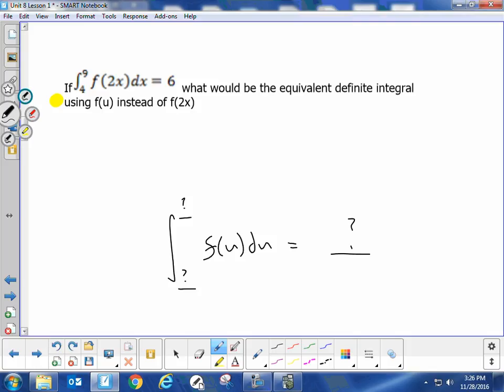Okay? Let's go ahead and try to tackle this problem. We know that we want f of u, so that means that u is going to be equal to 2x. We should do this. We will see this type of problem again.